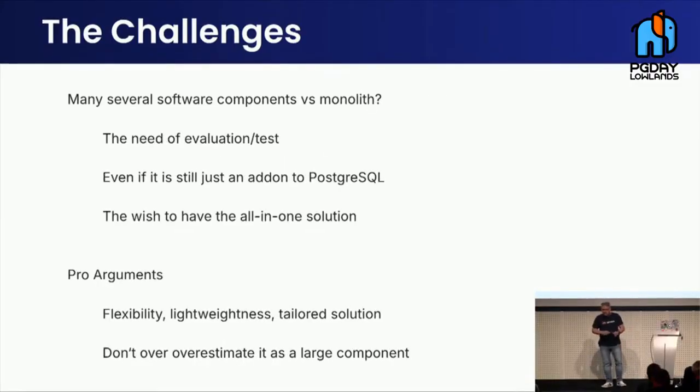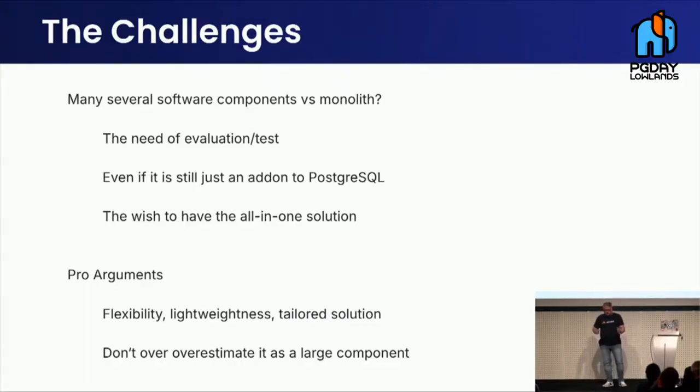Then, of course, there's always this discussion. Customers want to have an all-in-one solution like Oracle. Then you have this large Oracle home, right? But the problem is that not everyone gets the point about having this tailored solution. They just want to have everything out of the box. That's not only a problem about extensions, it's also a problem about the backup and recovery solutions and high availability solutions like Patroni.